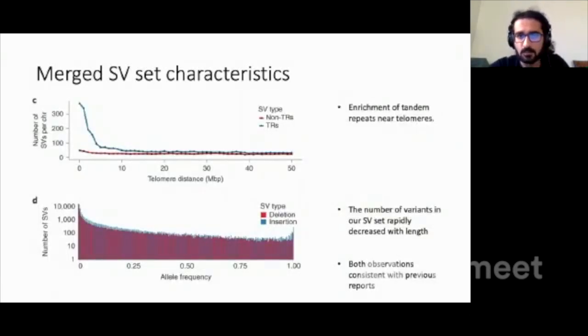Other observations were regarding SVs found within telomeres or elsewhere. Again, there were many more TR SVs. The blue line here shows TR SVs. The red line shows non-TR SVs. And the x-axis here is the distance to telomere. Near telomeres, many more TR SVs exist. Again, this is also similar to observations elsewhere. And likewise, the number of variants decreased quite rapidly with the allele frequency. Here, the y-axis is in log scale.